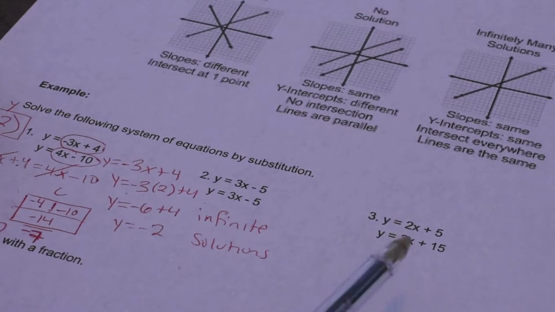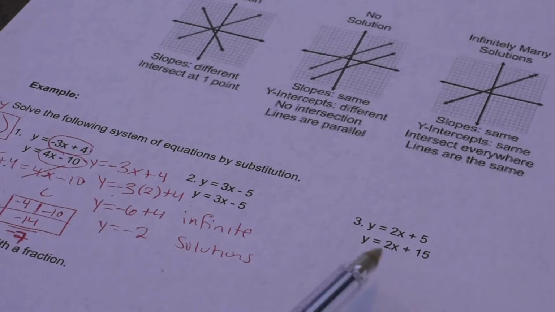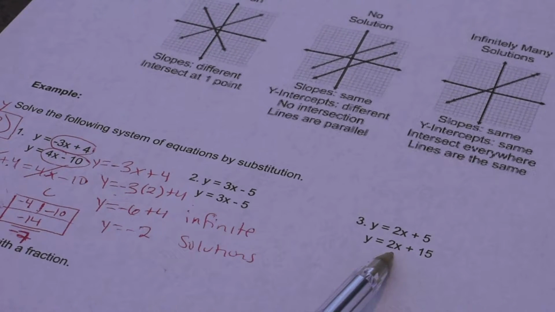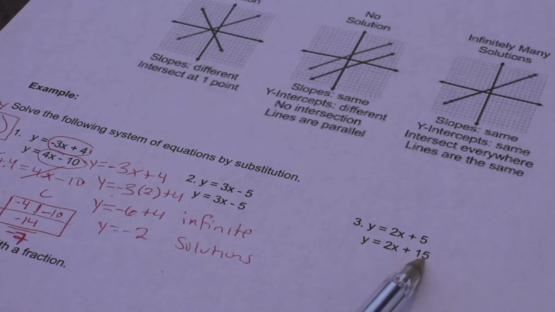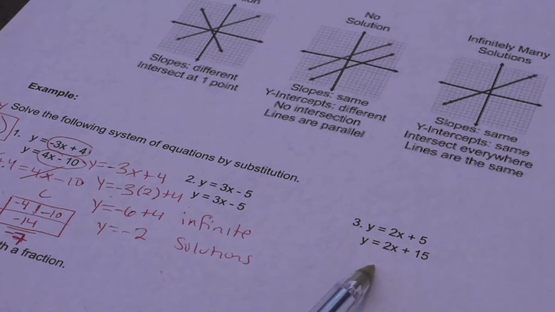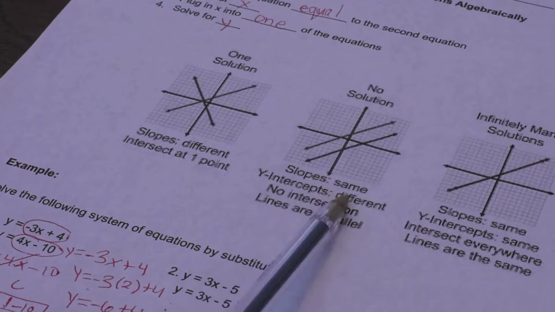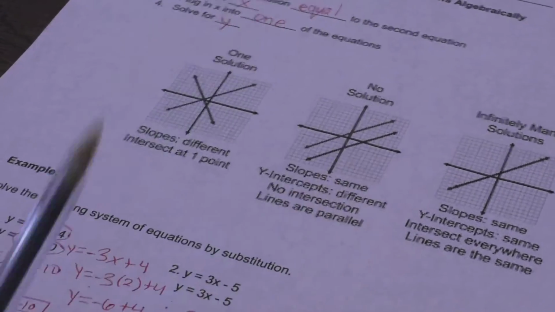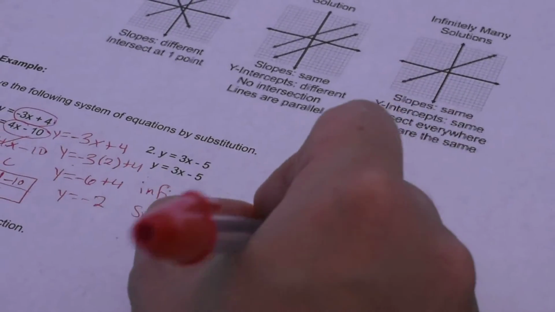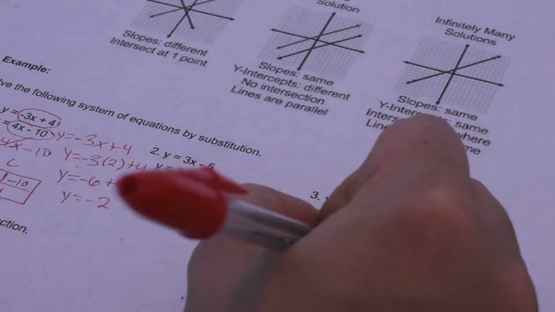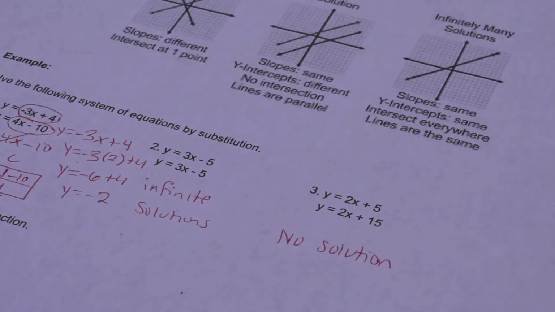All right, so let's look at number 3. Okay, so my slopes are the same, but my y-intercept is different. That means these lines are parallel. Same slope, different y-intercept. They're parallel lines. There's no solution to that. So if you remember your rules, it becomes a little bit easier.